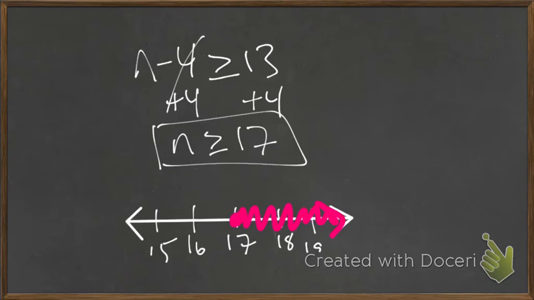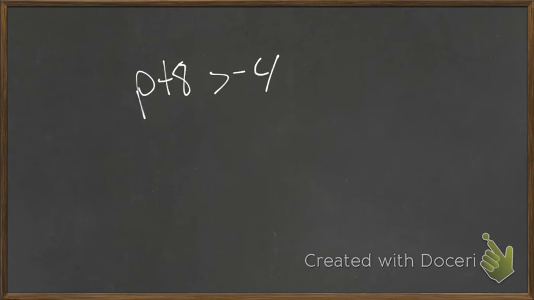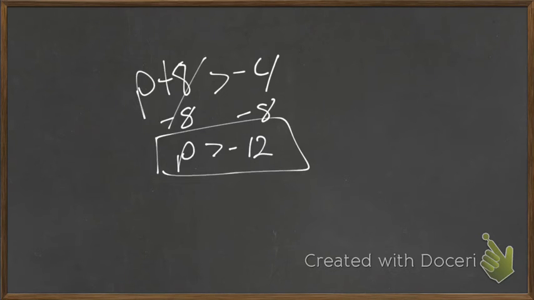Let's pick an answer from there. 500. Yep. Is 500 greater than or equal to 17? Yeah. All right, we did it. So the way that we get p alone? Subtract 8. So p would have to be greater than negative 12.